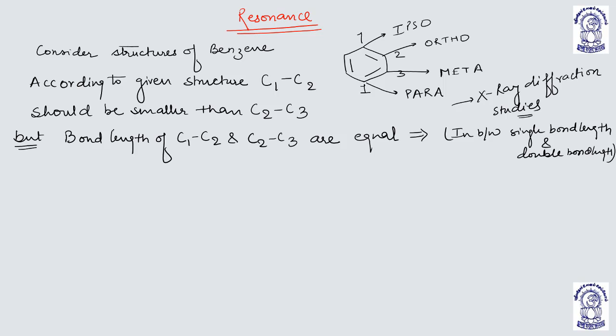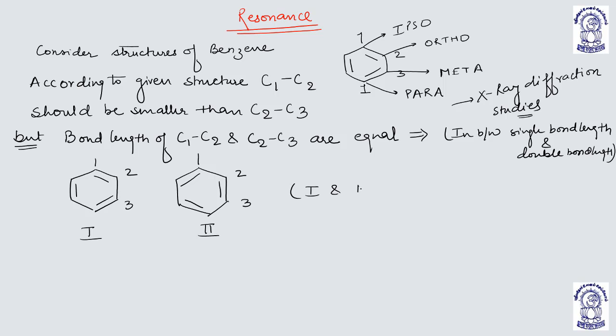Okay, like for example, this is the first structure. This C1C2 bond is having a double bond. This is the second structure in which the C2C3 bond is having a double bond. Understood? One, two, three. One, two, three. So first and second are the resonating structures.